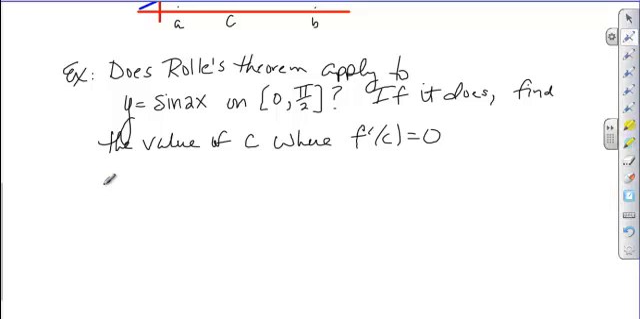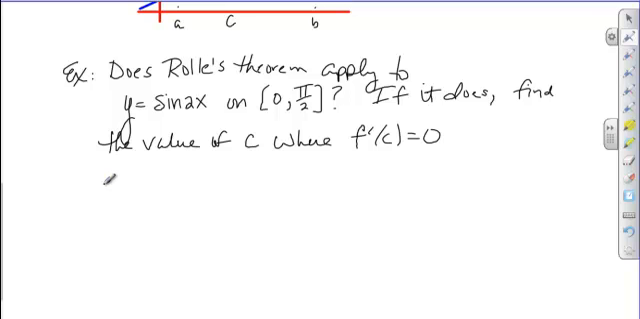Okay, we're now going to look at a couple of examples where you may be asked to use Rolle's theorem or the mean value theorem. First, an example where our function is y equals sine of 2x and the interval is 0 to pi over 2. First question is, does Rolle's theorem apply for this function on this interval?